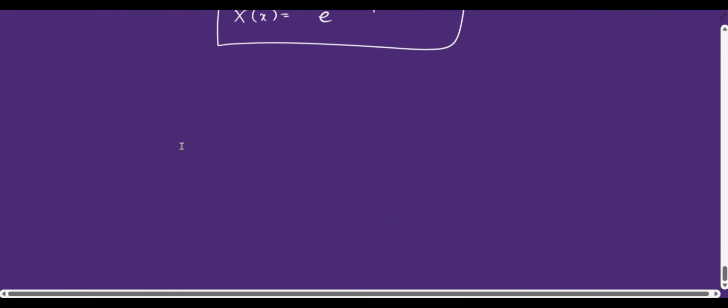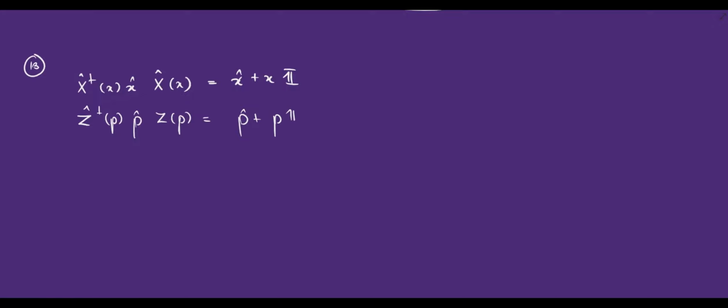Now let's move on to the next property, property 13. The next property is X dagger of x, X-cap of x. This is what we had defined earlier. These operators are pure x displacement operators, so this displaces by this much amount along the x-axis. This is what I had just mentioned. And Z dagger of p, P-cap, Z of p is equal to P-cap plus p times identity.